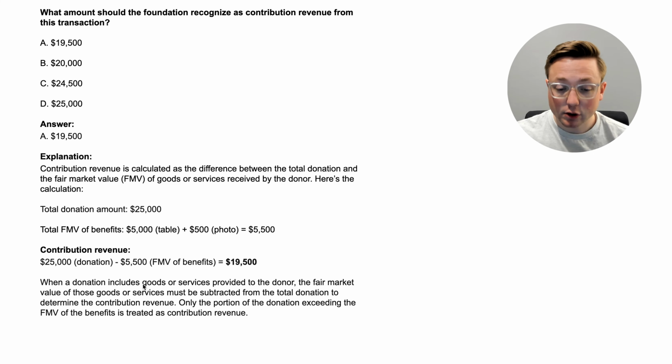When a donation includes goods or services provided to the donor, the fair market value of those goods or services must be subtracted from the total donation to determine the contribution revenue. Only the portion of the donation exceeding the FMV of the benefits is treated as contribution revenue. So if you're receiving something in return for a donation, when it comes to the organization, they can only recognize contribution revenue for the donation that you didn't receive anything for. It's just actual donation, like the true donation. So that's how that works with that piece of contribution revenue.